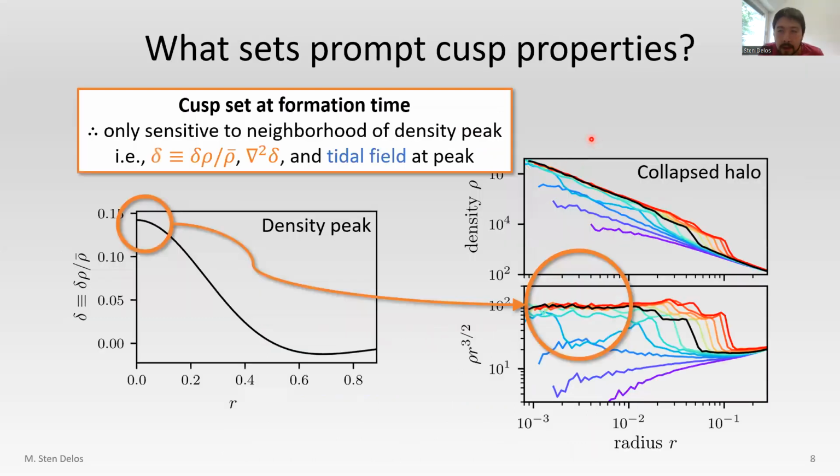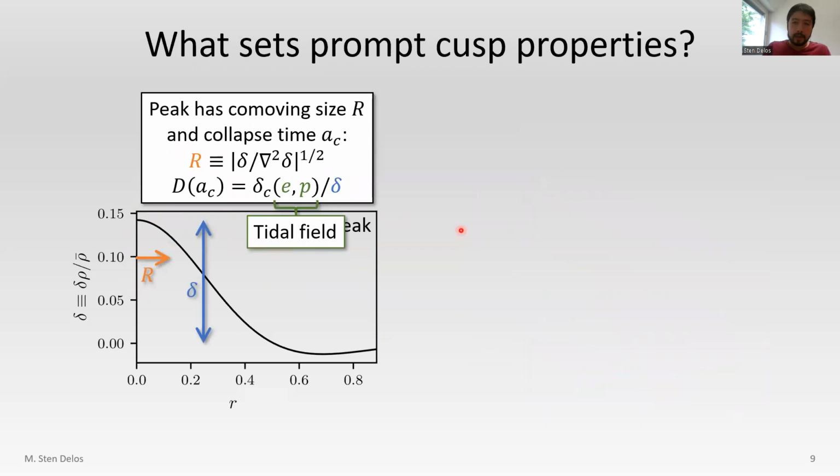Now, what determines the properties of prompt cusps? Well, there's a remarkably simple answer to that. Remember that the cusp is set immediately as the halo forms. Because of this, it can only be sensitive to the immediate neighborhood of the initial density peak, namely the height, the curvature, and the tidal field at the peak. So we can characterize an initial density peak by its characteristic size, which is set by the curvature, and its collapse time, which is set by the height and the tidal field.